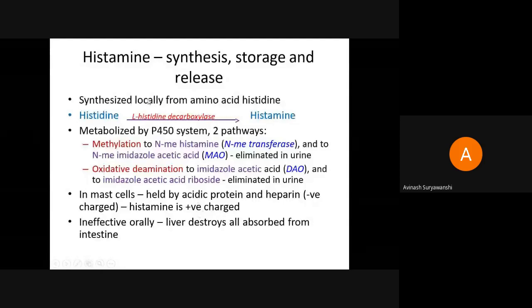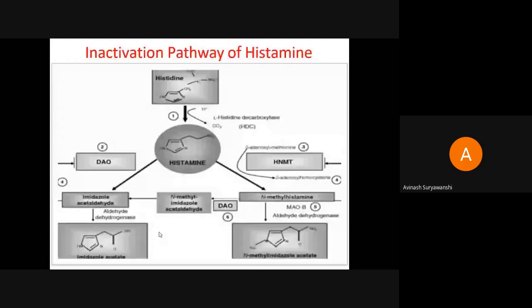And if we take histamine orally, it will not work. Okay, if we try to take histamine orally, from the intestine, the intestinal cell will, sorry, the liver will destroy it, not the intestine. So because of that it will be ineffective if given orally. Okay, so this is what we had seen: biosynthesis, metabolism, and storage. Now we're going to see the very important thing.